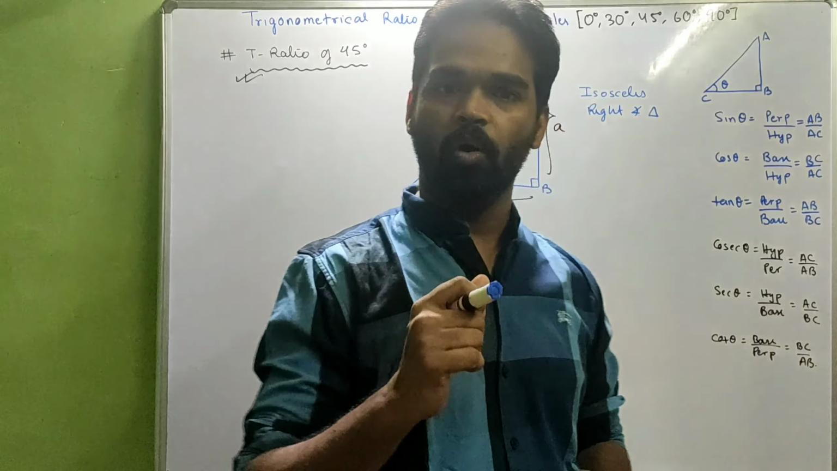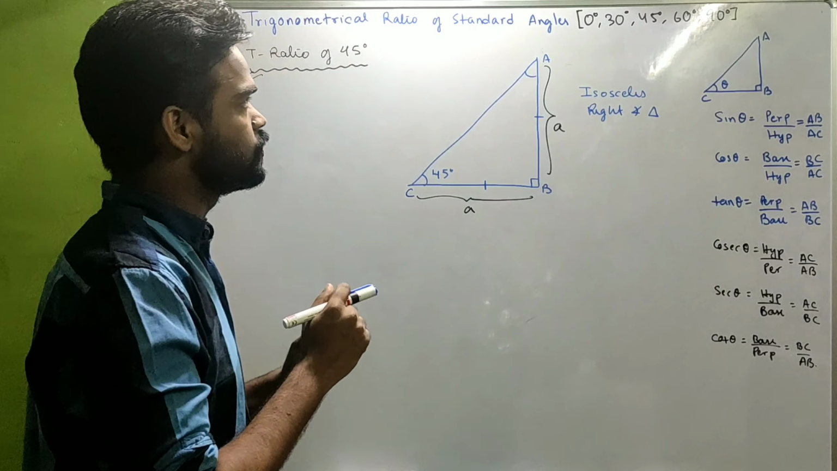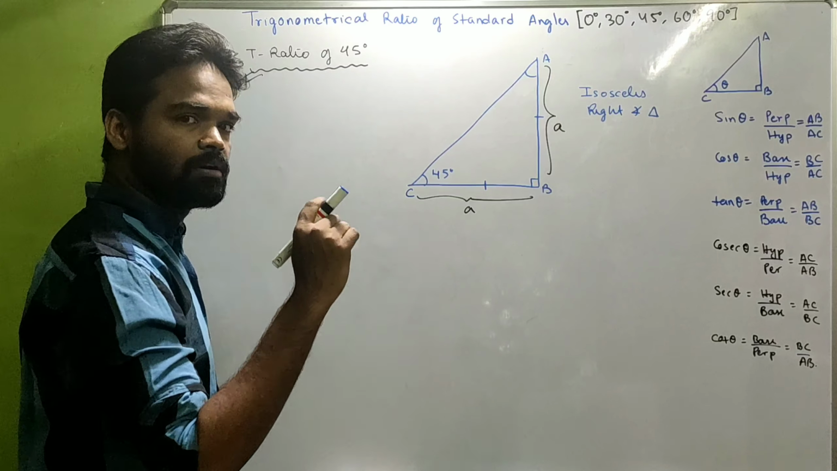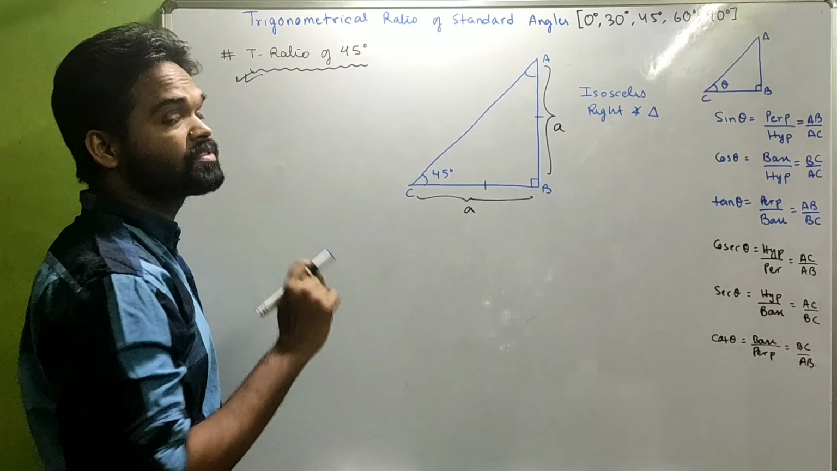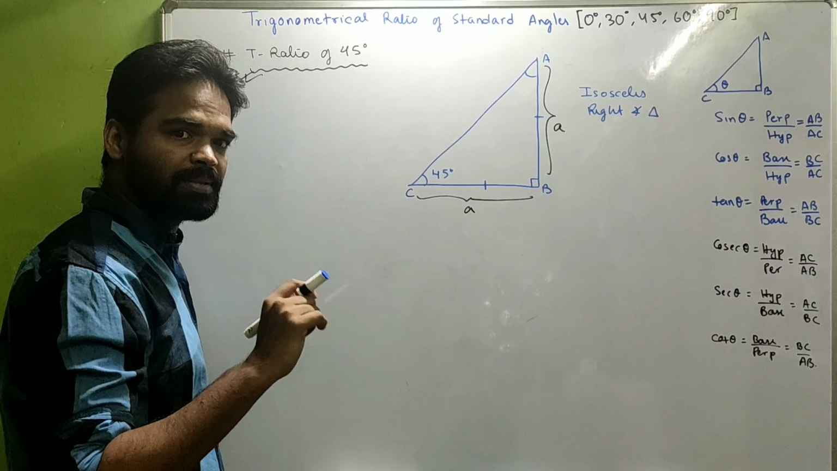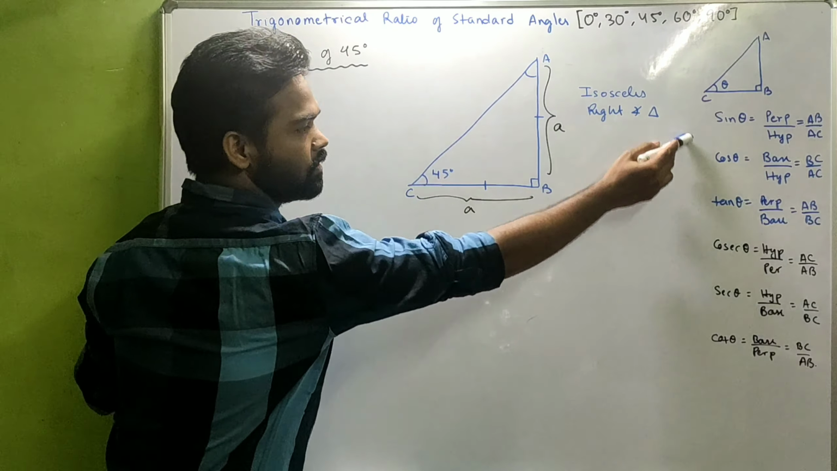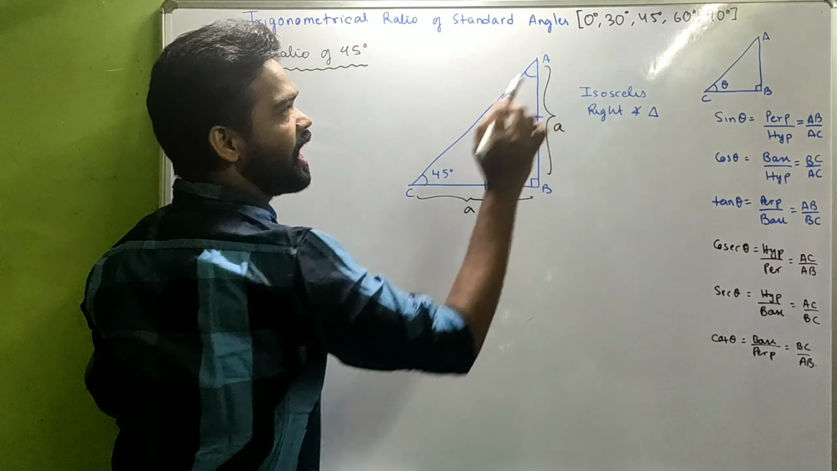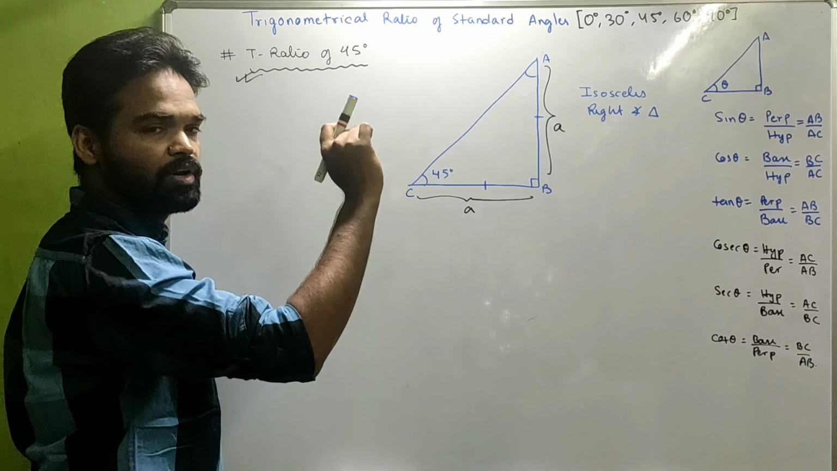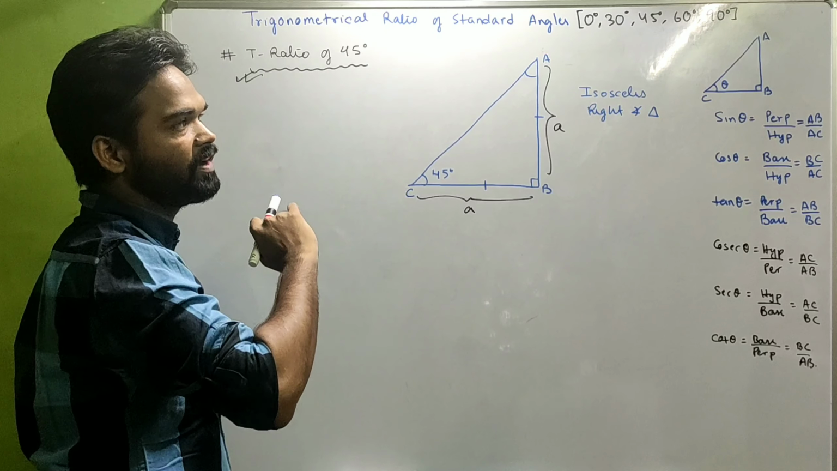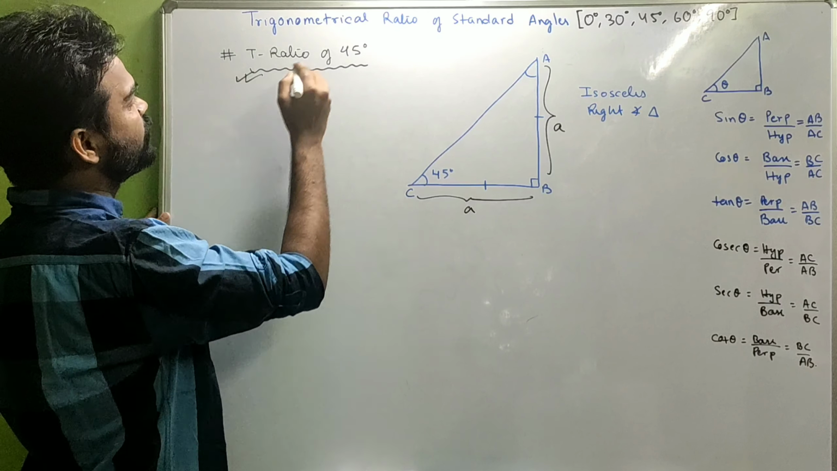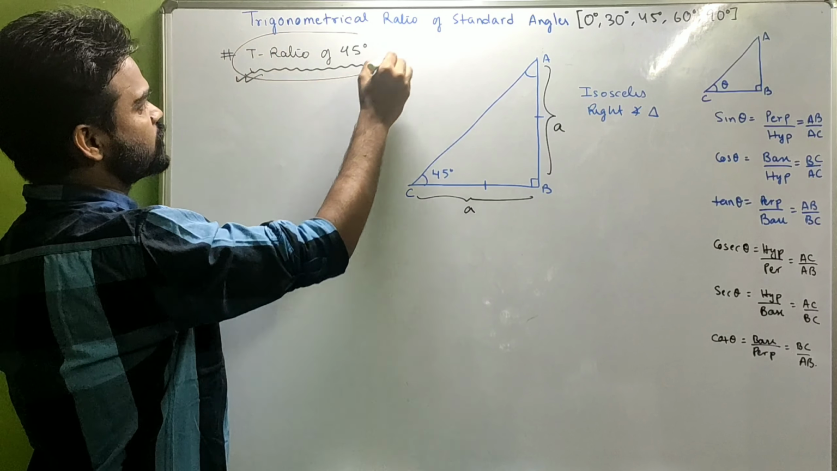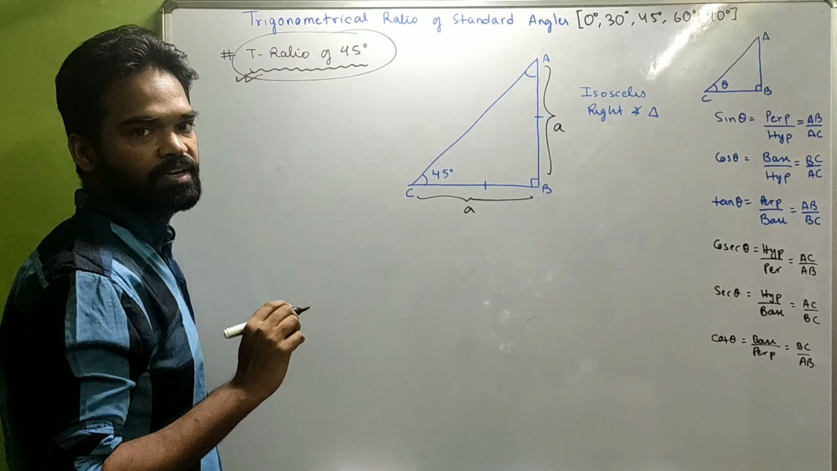Hi kids, so we have already done trigonometrical ratios, the introduction part, in the earlier video. In this video, we'll discuss T ratios of standard angles, which means the value of the T ratios at certain angles, specifically 0 degree, 30 degree, 45 degree, 60 degree and 90 degree. Let's get started. I'll first find the value of T ratios for 45 degree.